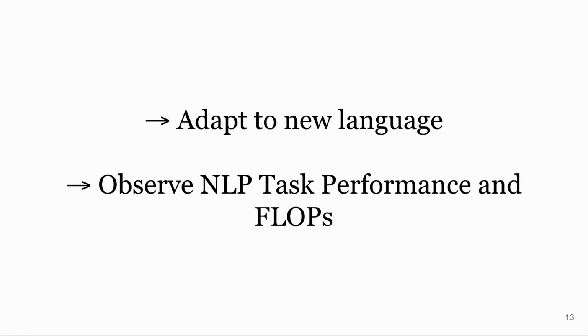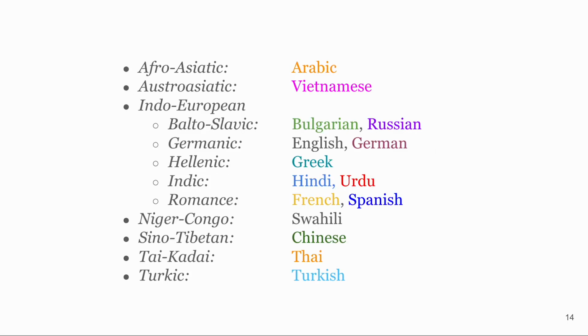So what we do in this paper is we are going to adapt to a new language, then we are going to observe NLP task performance, and we're going to count the flops. We choose languages that are meant to represent various language families in the world and also various writing systems.